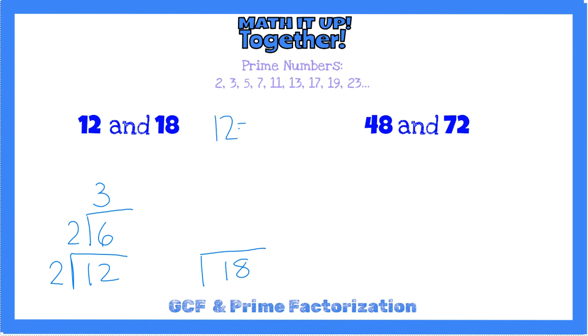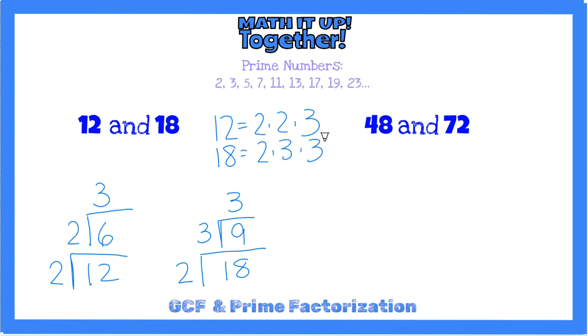So 12 is 2 times 2 times 3. And then here I'm going to start with a 2 again because this is an even number. 2 goes into 18. And then 3 goes into 9 3 times. And 18 is 2 times 3 times 3. And again, you see we have the same thing here. We have the 2's in common. We have the 3's in common. And then we multiply those together. So the GCF of 12 and 18 would be 2 times 3 or 6.